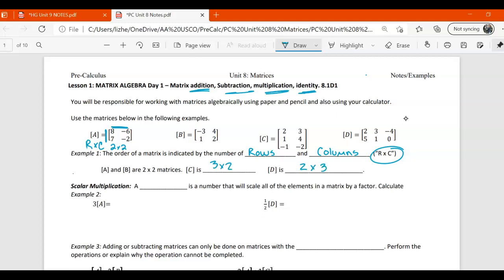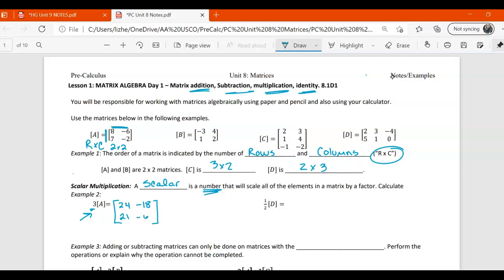Scalar multiplication. A scalar is a number that will scale all of the elements in a matrix by a factor. So, for example, here in example 2, this first one, 3 is the scalar. So all that means is that I am multiplying the matrix A by the number 3. And so every element in A gets multiplied by 3. So this would be 3 times 8 is 24, 3 times negative 6 is negative 18, 3 times 7 is 21, and 3 times negative 2 is negative 6.